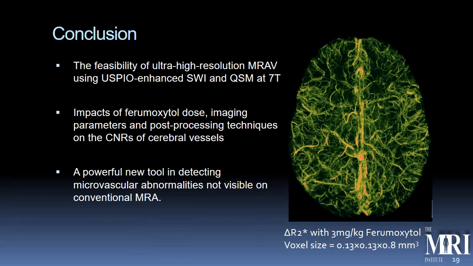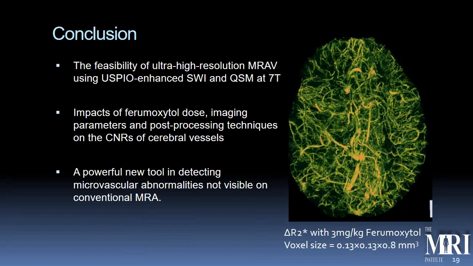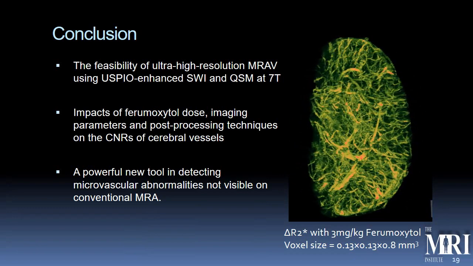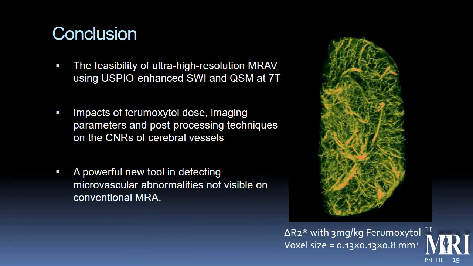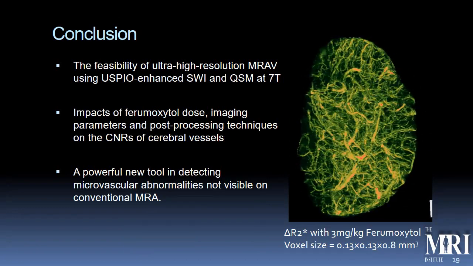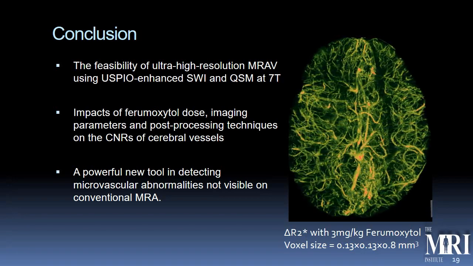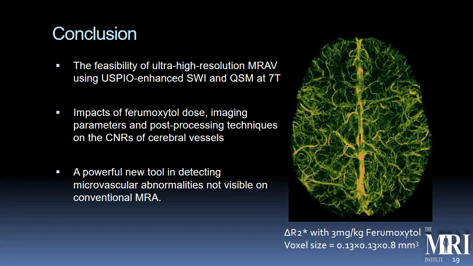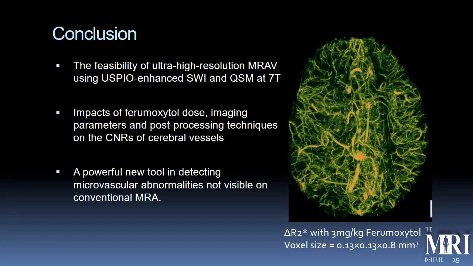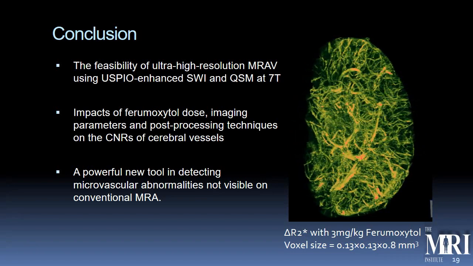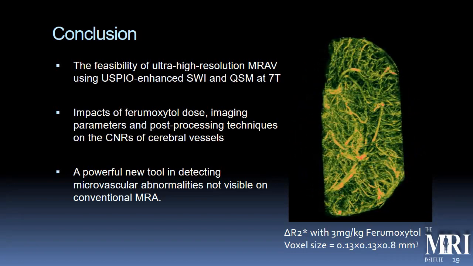In conclusion, we demonstrated the feasibility of ultra-high resolution MRAV using USPIO enhanced SWI and QSM at 7T. We studied the impacts of ferumoxytol dose, imaging parameters, and post-processing techniques on the CNRs of cerebral vessels. This method can be a powerful tool in detecting microvascular abnormalities which may not be visible on conventional MRI.